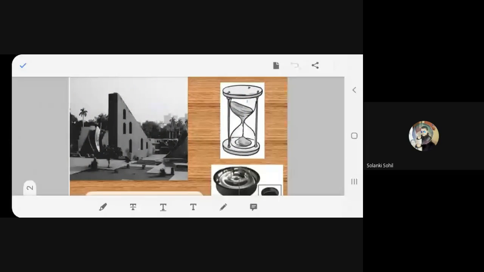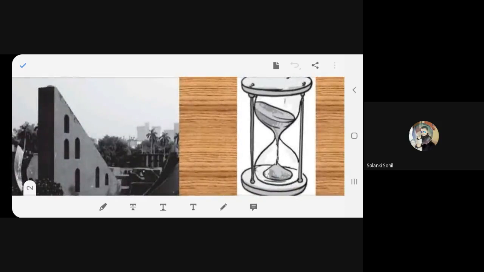So this is an hourglass, you can see. When all the sand falls down to one side, it takes 1 hour. It's clear? So this is how they used to measure the time.